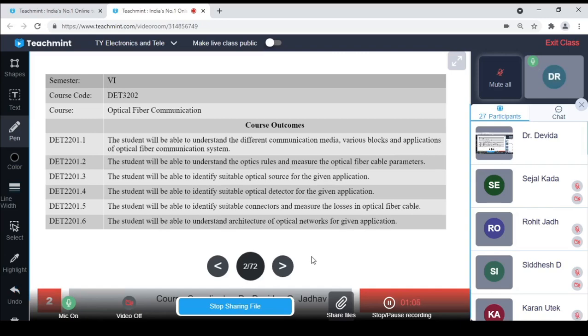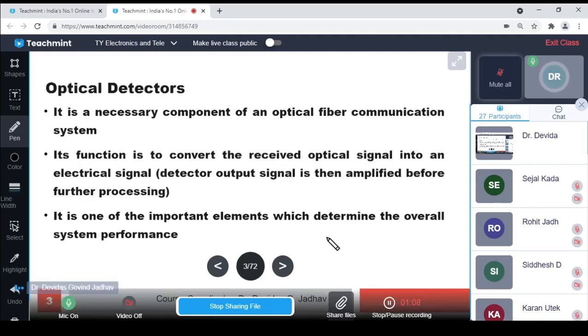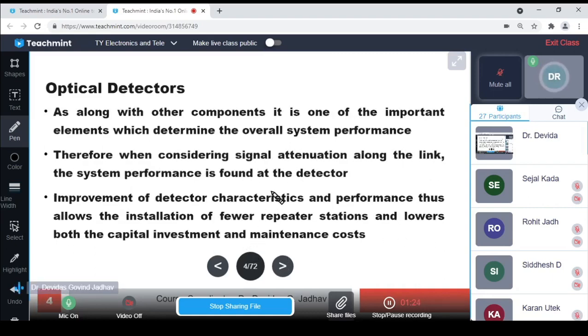So very quickly we'll revise the things. We have revised many times because we are at the end of this unit. Optical detectors are very important because they determine overall system performance. Then signal attenuation is always considered when system performance is found at the detector from the link. The improvement in detector characteristics will impact on the system by allowing the installation of fewer repeater stations, lowering the capital investment and maintenance cost.